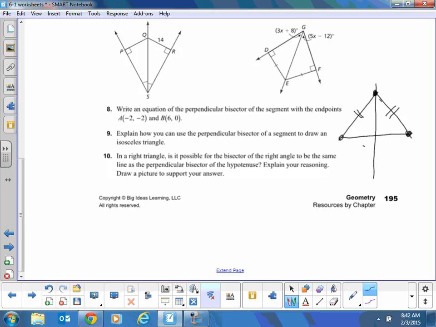Any point on the perpendicular bisector is equidistant to the endpoints of the segment.